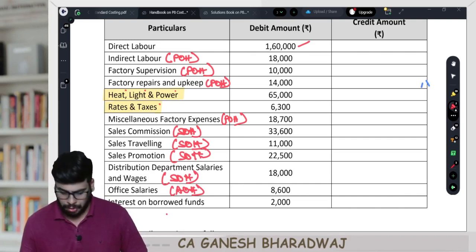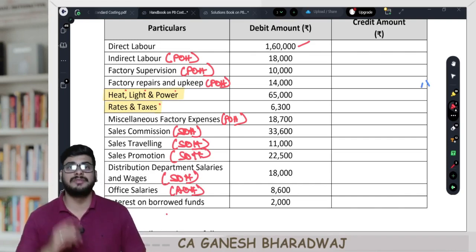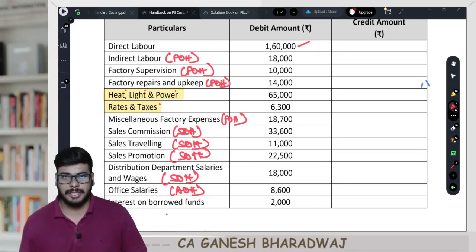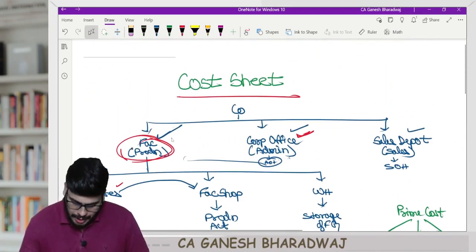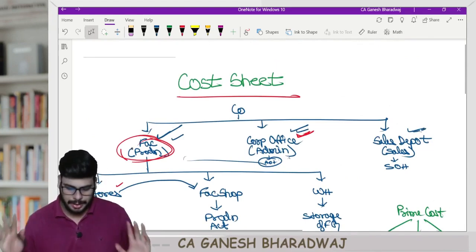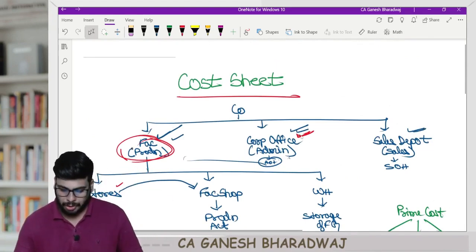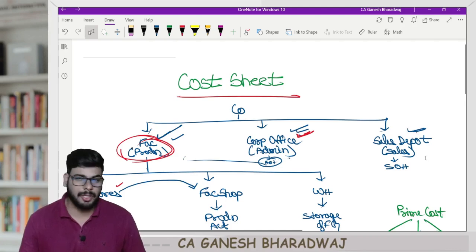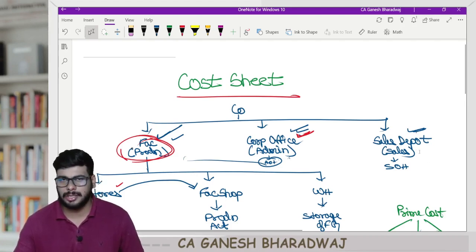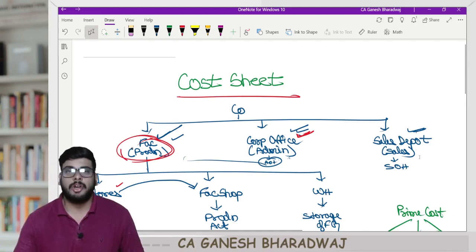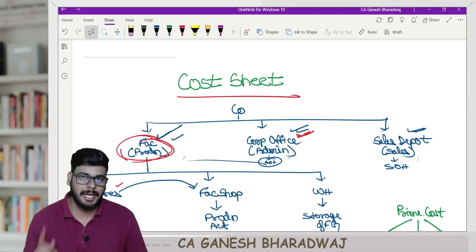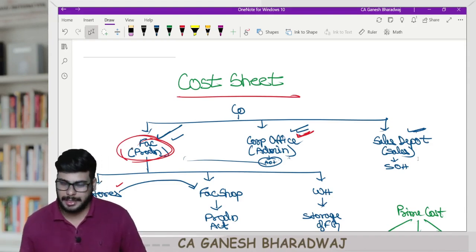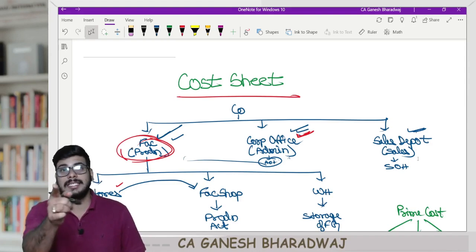Where will interest on borrowed funds come? Interest on borrowed funds will not at all come in our costing subject. Why? Because in our costing subject, only the costs incurred in any of these three locations will be considered. That is your factory or your corporate office or your sales depot. But for this, no other cost. Did you see interest and all in your cost sheet? Not at all. In other words, here in costing, we only consider the operating expenses. Non-operating expenses are not considered in costing, they are considered in FM.